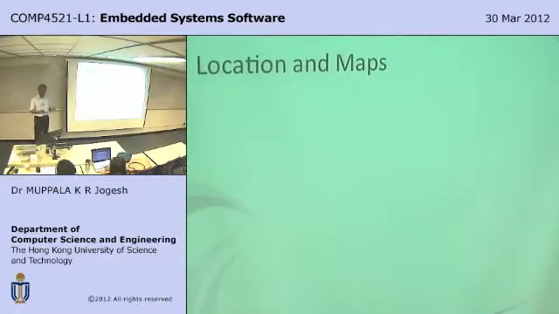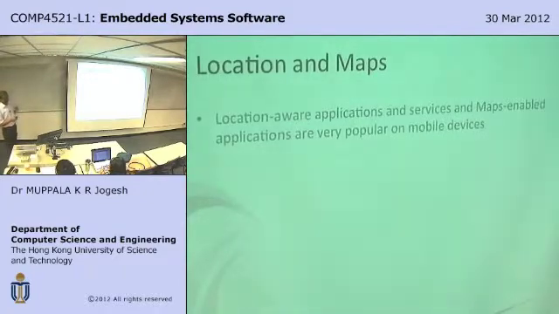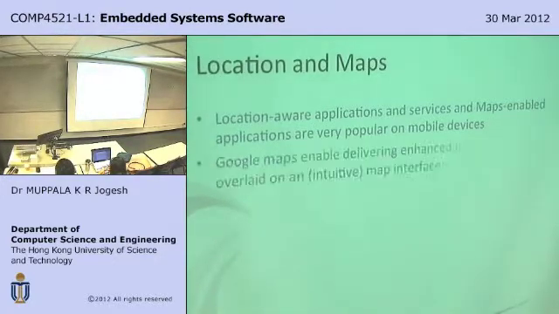Now, location can be very effectively used to provide very good services to users. So that's the reason why we learn how to find user location and then how to provide services based upon the location. So location-aware applications and maps-enabled applications are becoming very popular on most mobile devices. Now, I have to make it very clear to you that location and maps are not one and the same. Many people have confusion in their mind, thinking that location requires maps and maps requires location. The two are completely orthogonal to each other, as I will talk to you in a short while.